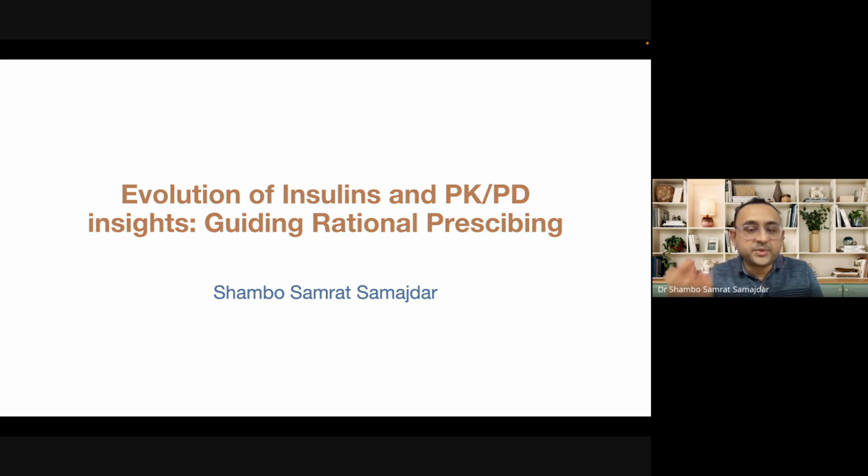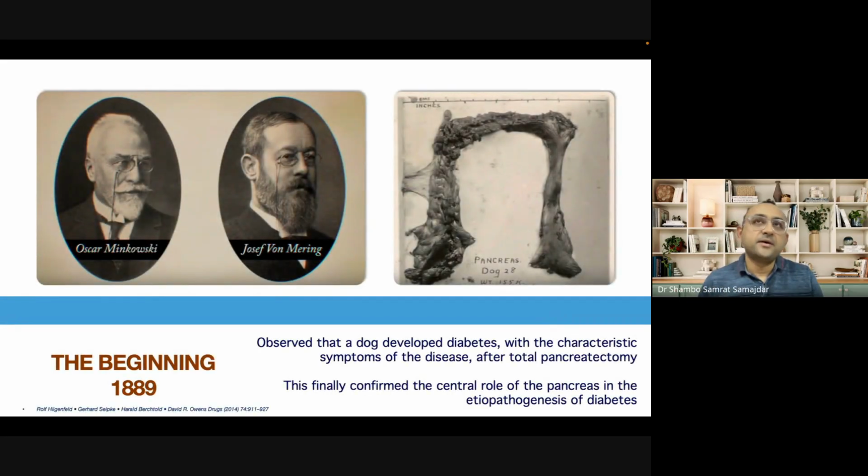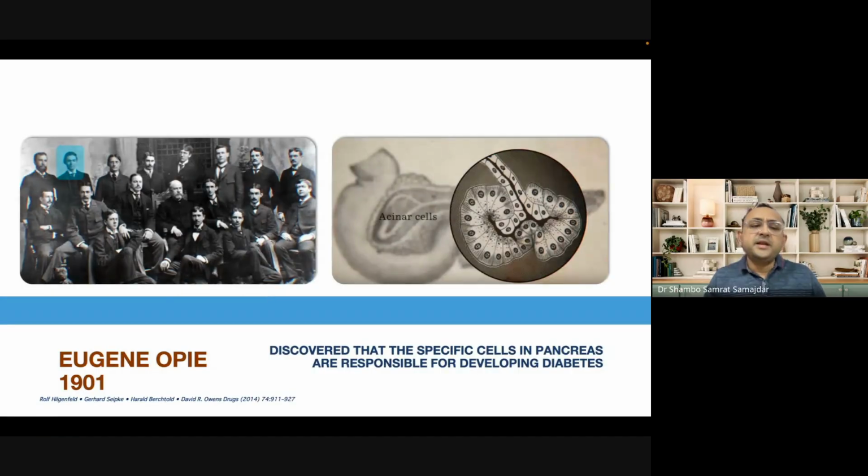So let's start with history, and I think the beginning is 1889. Oskar Minkowski and Joseph von Mering observed that a dog developed diabetes with the characteristic symptoms of the disease after total pancreatectomy. This finally confirmed the central role of the pancreas in the etiopathogenesis of diabetes. Then in 1901, Eugene Opie discovered that specific cells in the pancreas are responsible for developing diabetes.